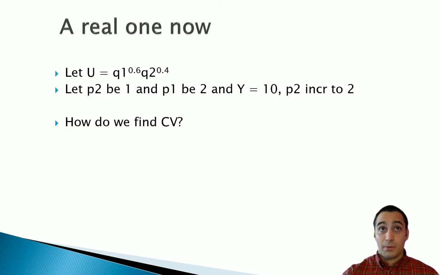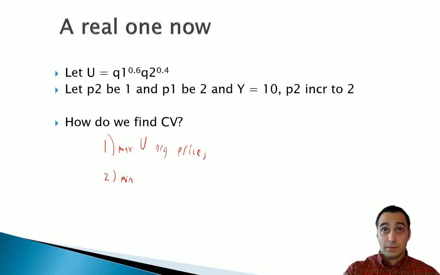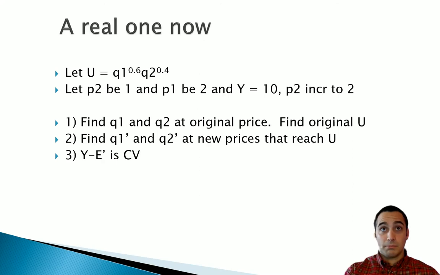First, let's set it up. What do we need to do to find CV? Write it down in your notes. All right, so the first thing we need to do is find max U at original prices. Then we're going to need to do min, I'm going to call that U star, min expenditure subject to that U star. Then 3, we're going to call it E star. And then we just need to find the difference between Y and E star. Yeah, just like it says.